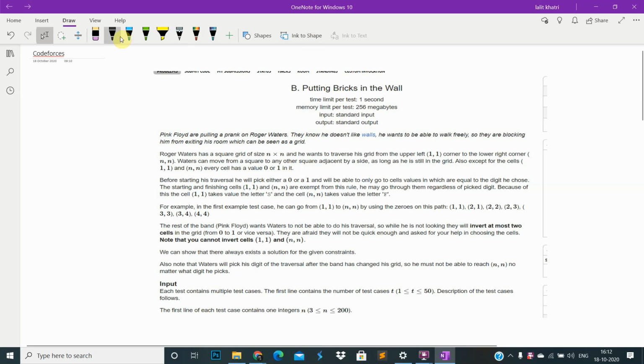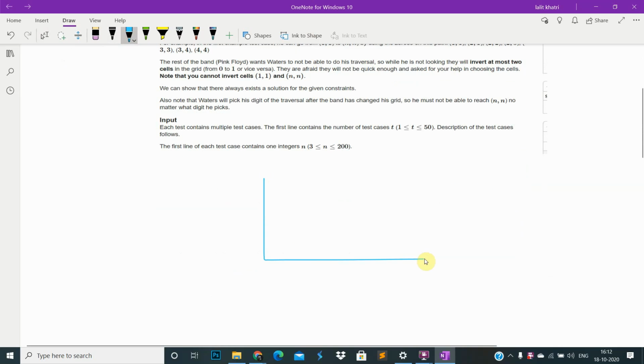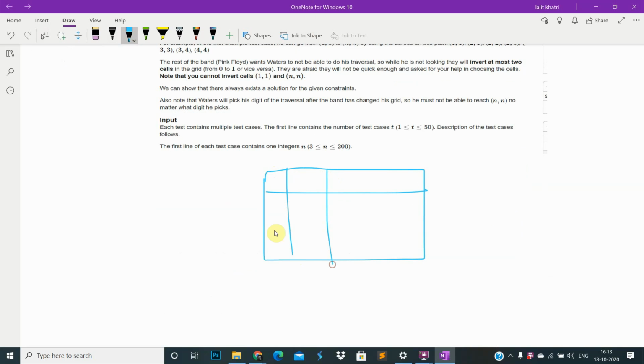This is problem B of Codeforces Round 676. So what is given is that we have a friend, and his room and his home are just like a grid. What we have to do is, he starts at this point and wants to reach this point.